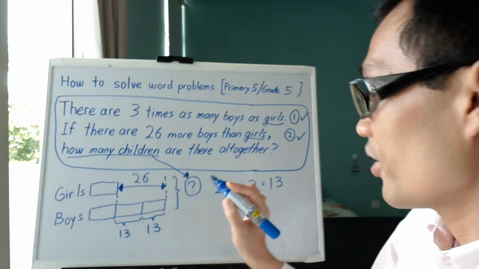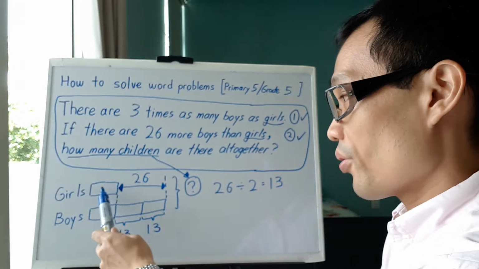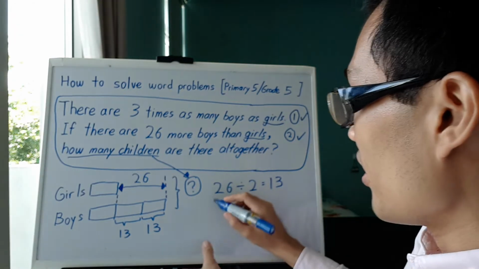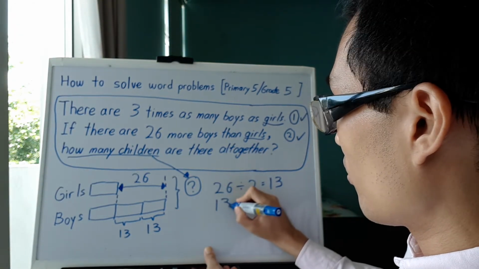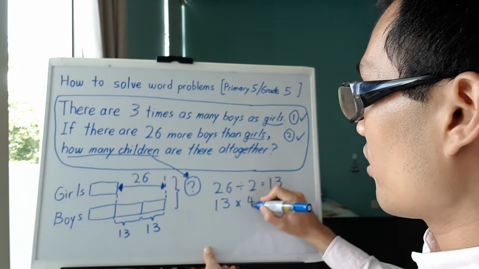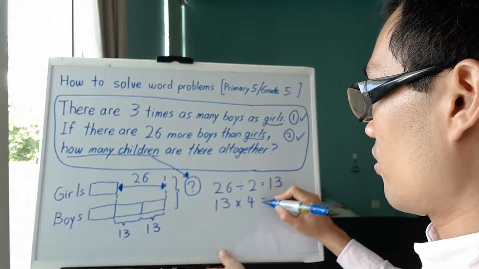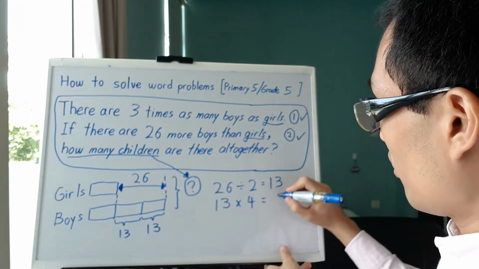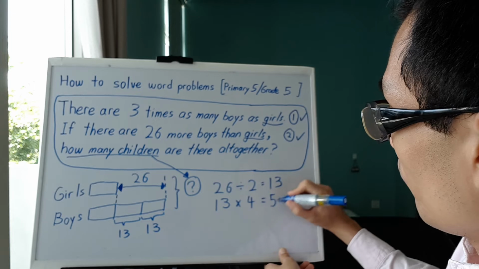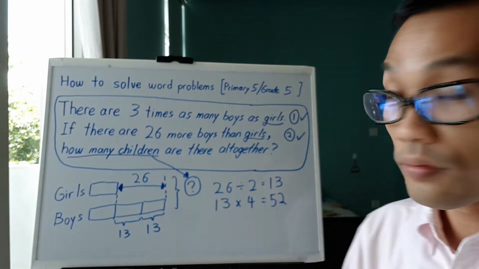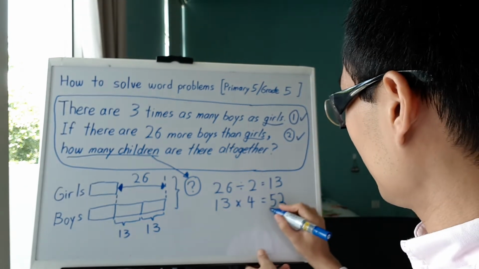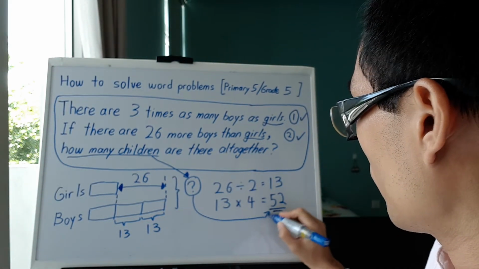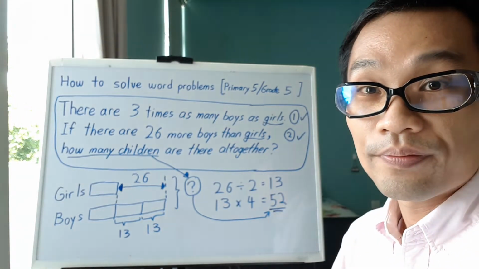And now we want the total number of children. So now we have 1, 2, 3, 4 units. And therefore, we just multiply 13 by 4. 13 for each unit, so it's 13, 13, 13, 13. 4 times 13. 13 times 4 equals 52. And we have solved for the total number of children.